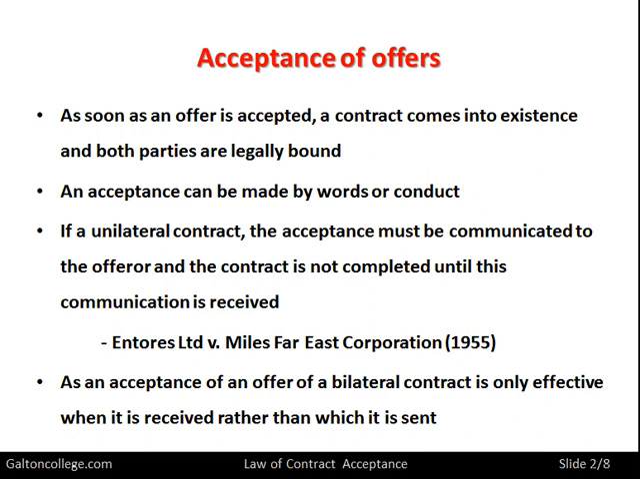Now, there are two types of contract. One is a unilateral and the other is a bilateral. With a unilateral contract, there is only one party to the contract who makes the offer to the world, let's say. Now, the acceptance must be communicated to the offerer, and the contract is not completed until this communication is received. The case here is Tories versus Miles Far East Corporation, 1955. This was a Queen's Bench Court of Appeal case.